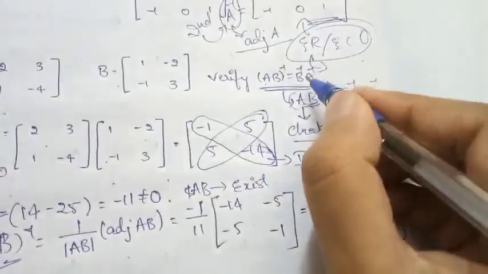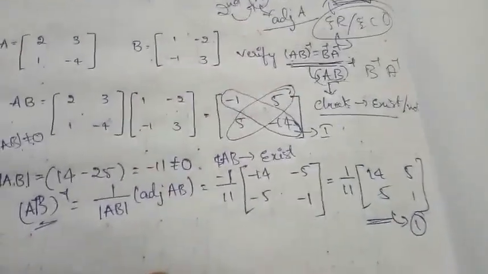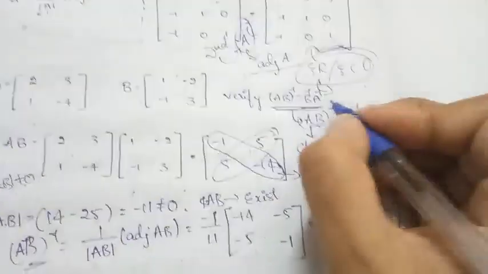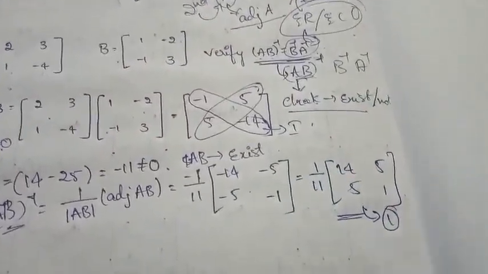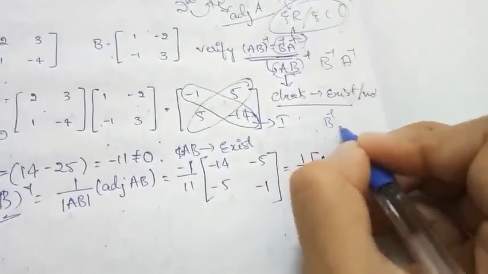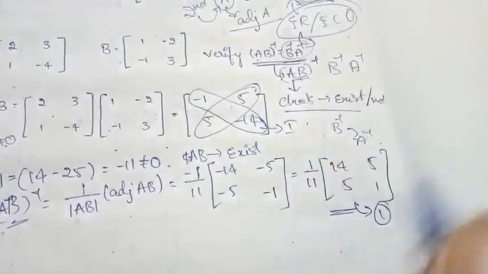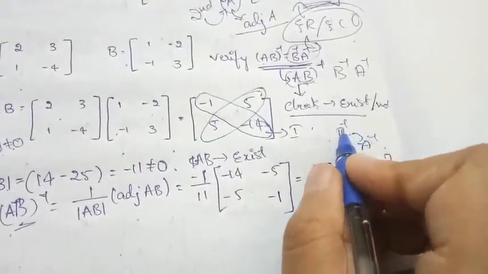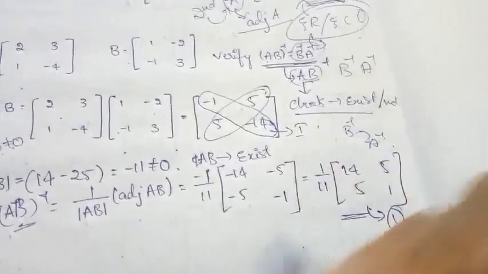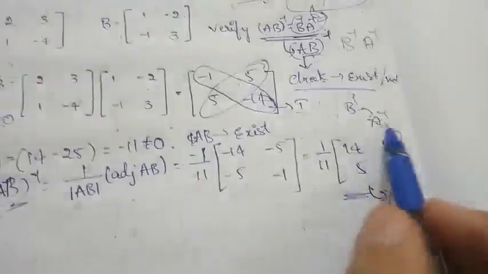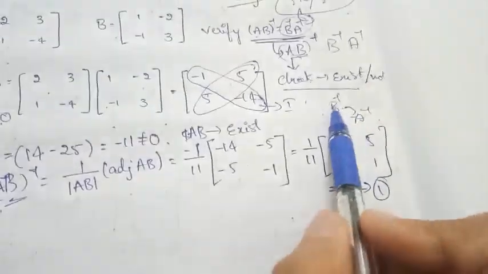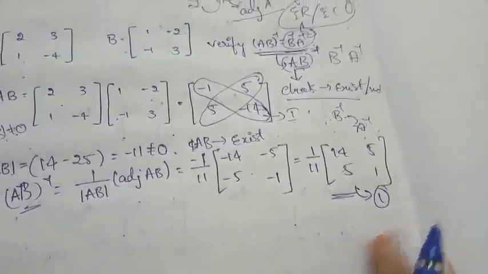Now I need to verify the right hand side, that is B inverse into A inverse. To find the product of B inverse into A inverse, first we have to find B inverse and then A inverse. Before finding the inverse of B and A, I need to check whether the inverse exists. How do we check whether the inverse exists or not? By taking the determinant value of A and B.